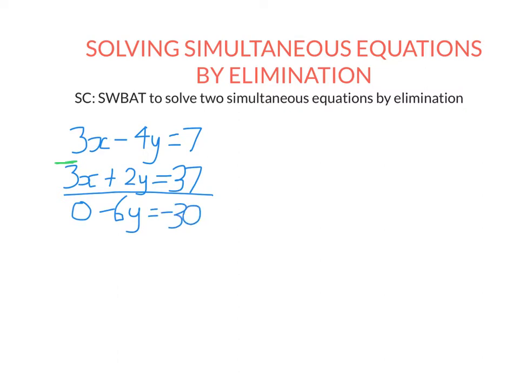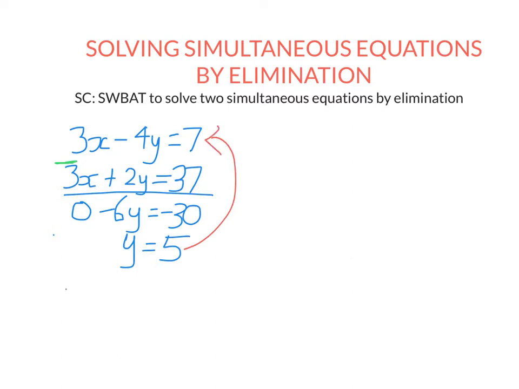So by subtracting this bottom equation from the top, I've got rid of the x's. I'm left with an equation that just has y's. It's super easy to solve. All I have to do is divide each side by -6. I have my y value. So to find my x value, I substitute into either equation. So I'm just going to substitute into the top one.